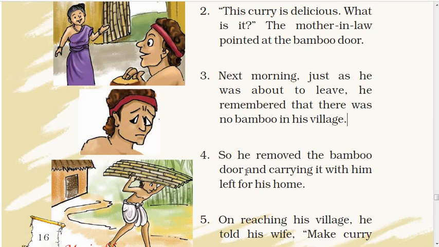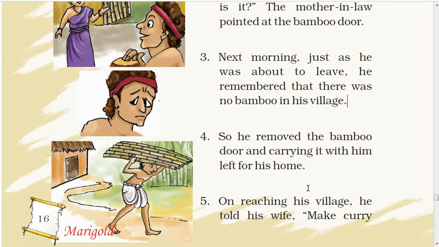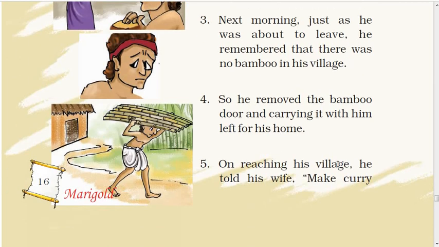He removed the bamboo door and carrying it with him left for his home. Since there was no bamboo tree or bamboo door in his village, what did he do? He removed the bamboo door and carrying it with him left for his home. So on reaching his village, he told his wife.